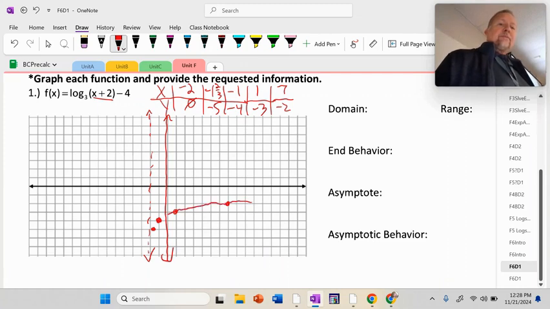Even to find the x-intercept, it would be tough. I don't know if I could get it to be, oh yeah, I just have to get that to be 4. What's 3 to the 4th power? 81. So how do I get 81 in there? I plug in what?